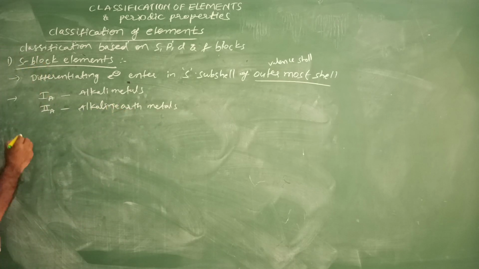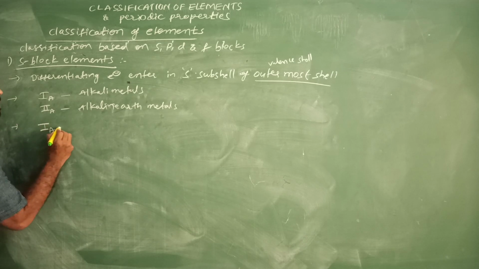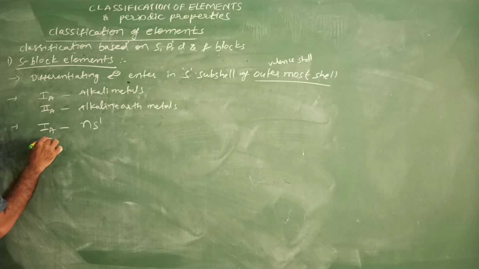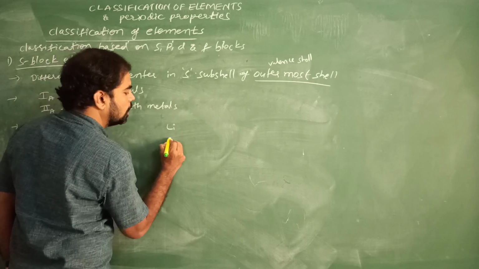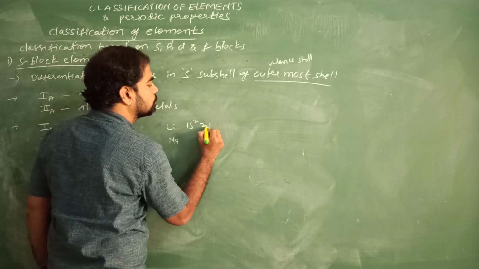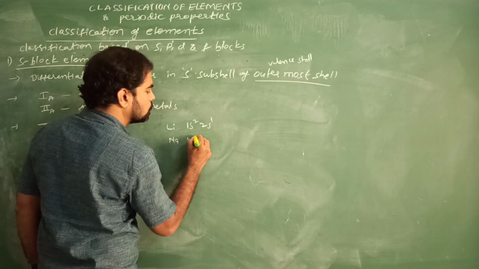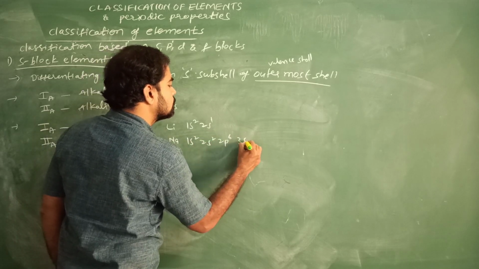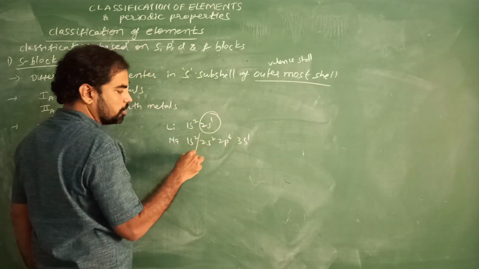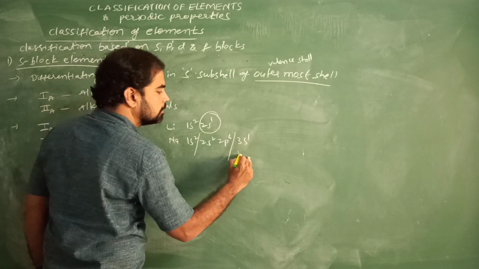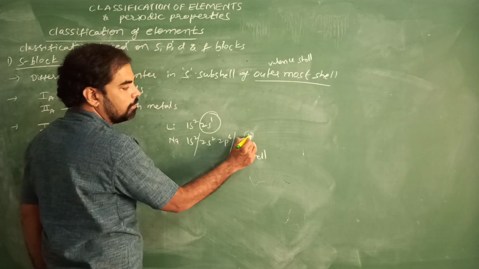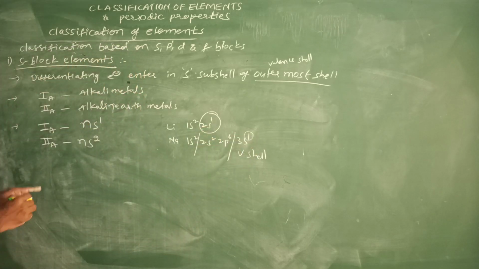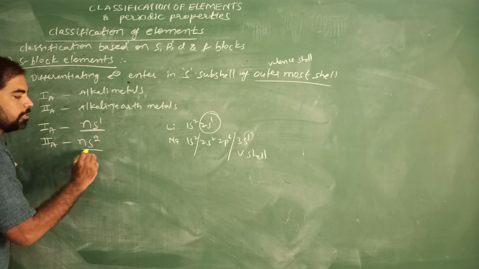The general electronic configuration of 1A is ns1. Second A is ns2. That means what? Take a first A group element, lithium or sodium, any one. Lithium configuration 1s2, 2s1. Sodium 1s2, 2s2, 2p6, 3s1. This is the first shell, second shell, and this is the valence shell. In the valence shell, how many electrons are present? In the s orbital, 1 electron. So the general electronic configuration is ns1, just like a house number. For second A, ns2.